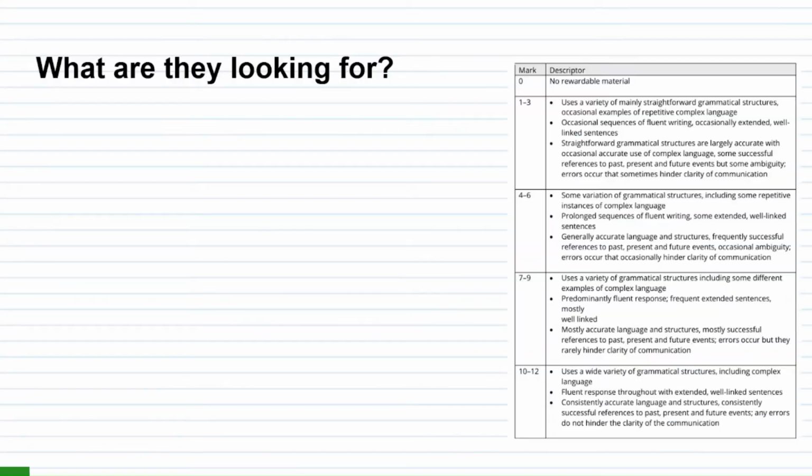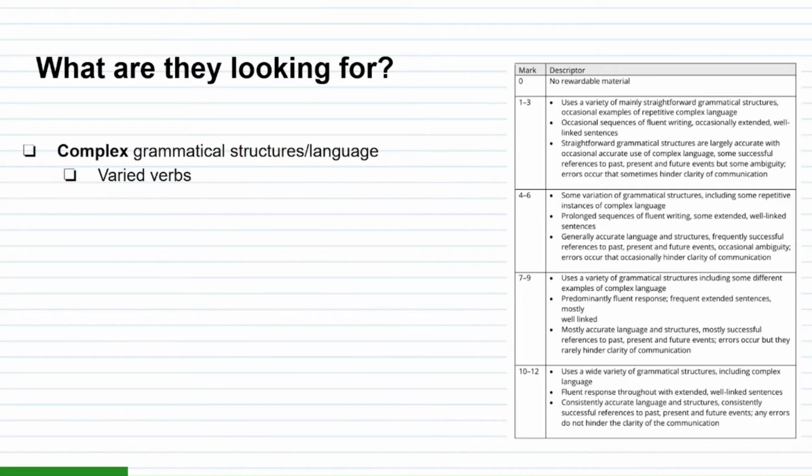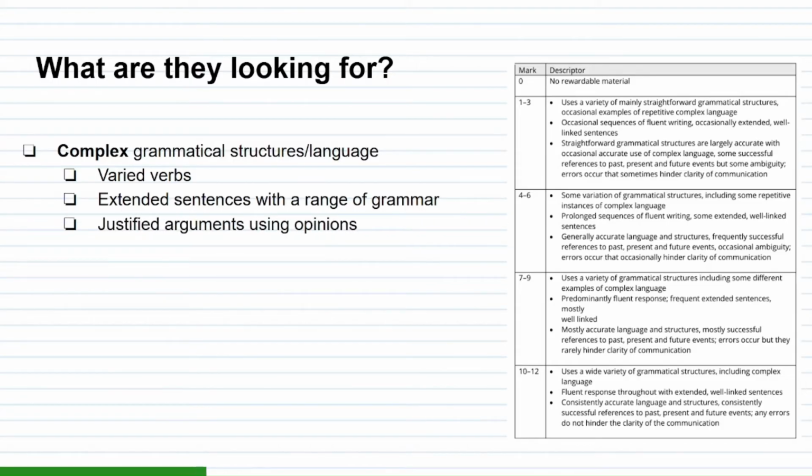So what exactly are the examiners looking for? If you look on the specification or the mark scheme, you might be overwhelmed by the rubric they use, but really it can be boiled down to just a few points. First, complex grammatical structure and language. This includes varied verbs and varied verb tenses, extended sentences using a range of grammar, like conjunctions, pronouns, or other similar structures, and justified arguments. This doesn't mean you can't get a good mark without these things, but making sure you have maybe a few different tenses and putting your own opinions in there will definitely improve your mark.